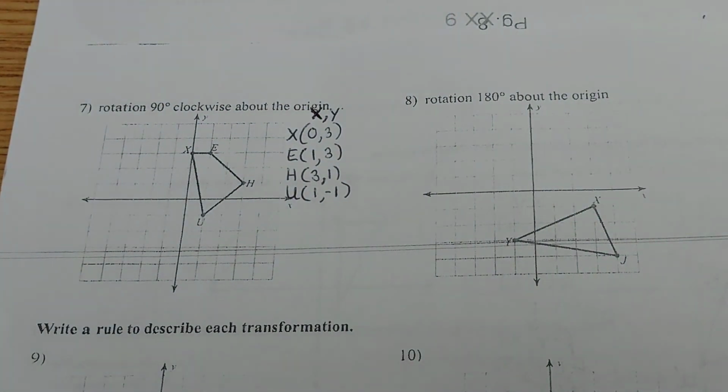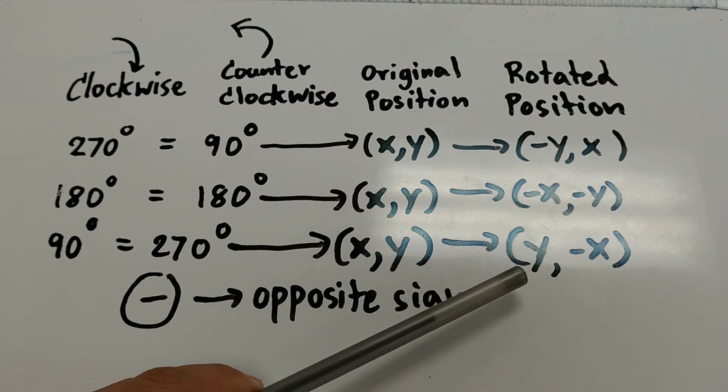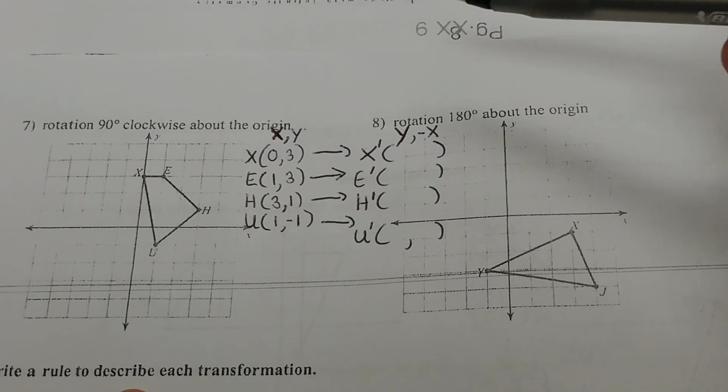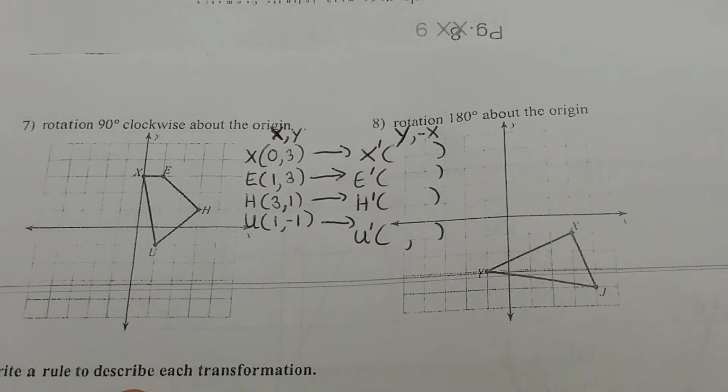So what you're going to do is go back to the notes that you wrote in the beginning. So rotation of 90 degrees clockwise is this one right here. So therefore, you're just gonna follow through to this part. So start from the original position, and you're gonna convert every original position into Y and -X. All right, so with that being said, I'm setting up my X, E, H, and U prime.